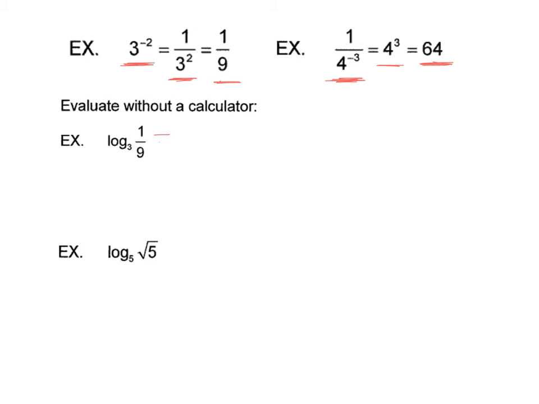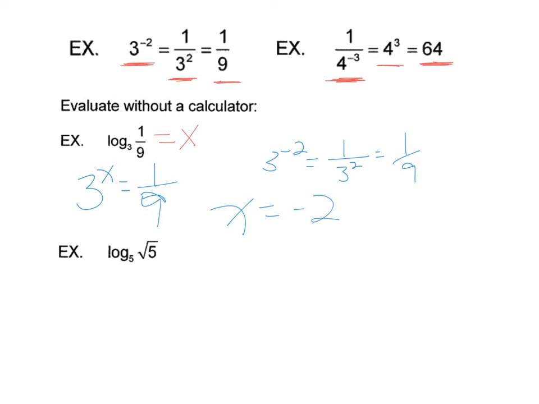We still want to write equals x, and we still want to rearrange. 3 to the power of x equals 1 over 9. Well, we know that 3 squared is 9, but what would make it flip over and become 1 over 9? Well, an exponent of negative 2 would do that. If it was 3 to the negative 2, then that would be 1 over 3 squared, which is the 1/9. So x has to be negative 2.